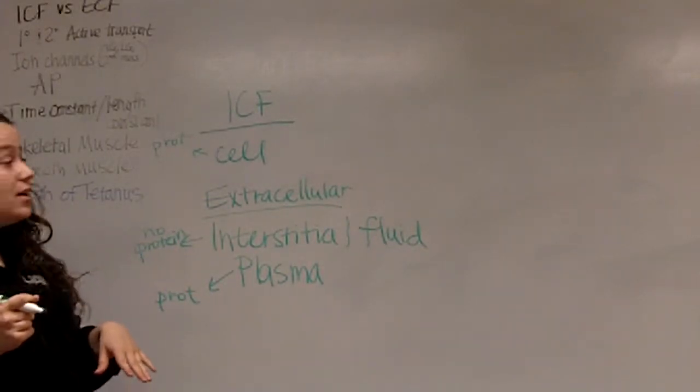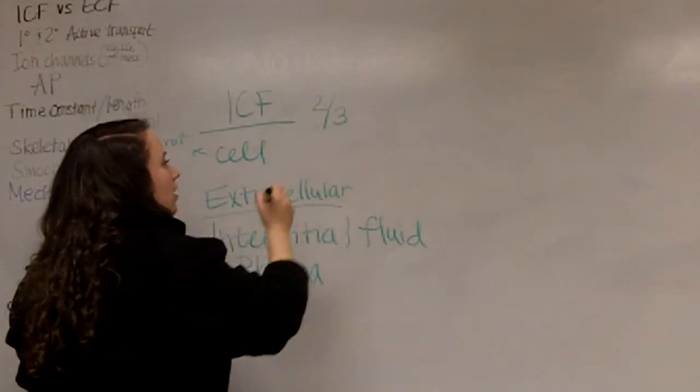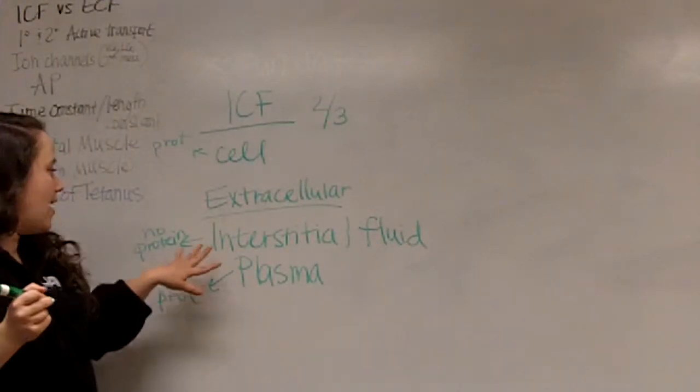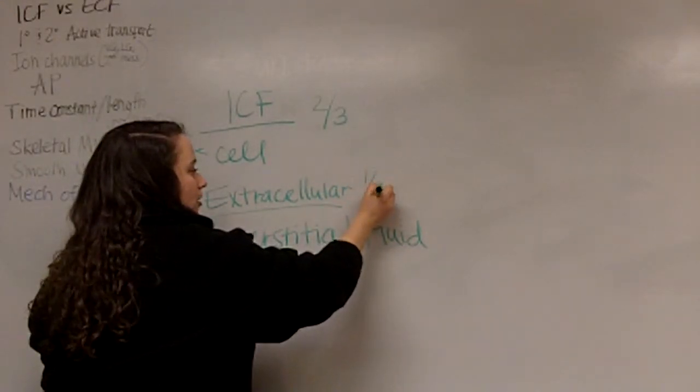The intracellular fluid makes up about 2/3 of all the fluid in the water, and the interstitial fluid and the plasma together make up 1/3 of the fluid in the water.